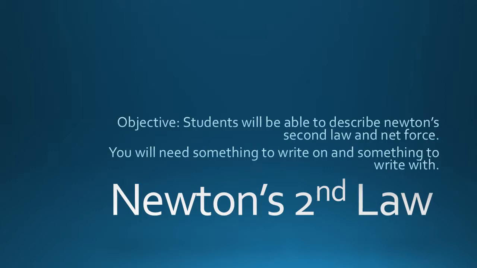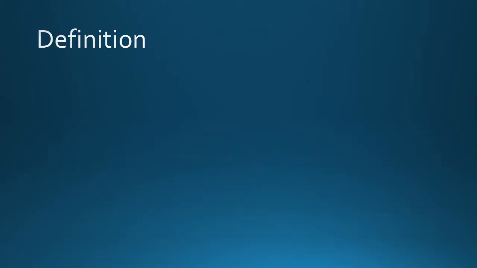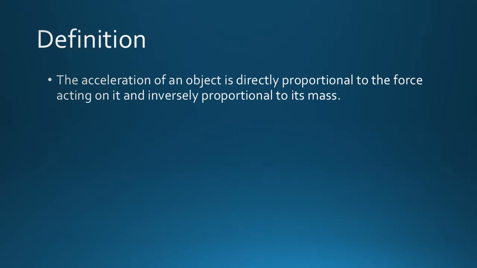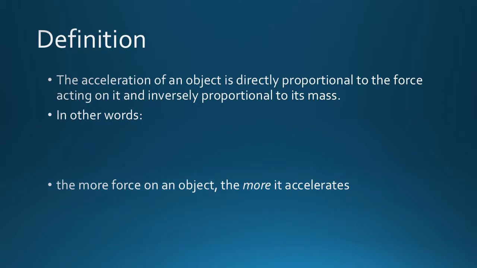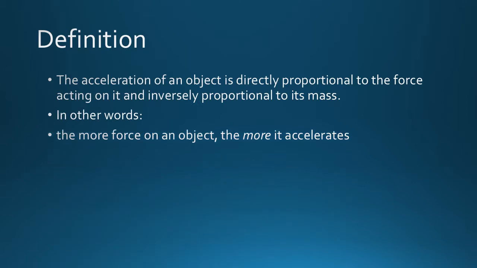Let's get started. The definition of Newton's second law is the acceleration of an object is directly proportional to the force acting on it and inversely proportional to its mass. Meaning, in other words, the more force there is on an object, the more it accelerates. That's the direct proportionality. They both increase.